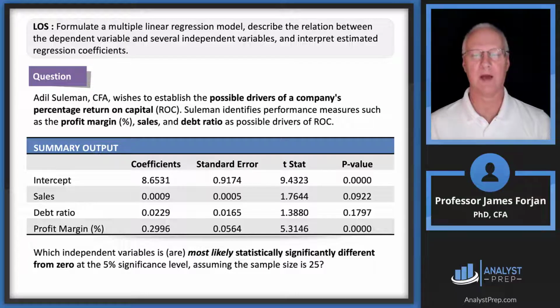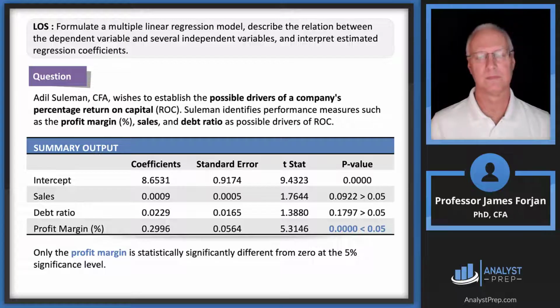But anyway, what do we have? 1.7 and 1.3. So that's a 0.09 p-value and a 0.17 p-value. So sales and debt ratio are clearly not statistically significant, but profit margin is. And so that should make perfect sense. Notice the p-value over there of 0. And there's that far right column comparing the p-value to 5%.